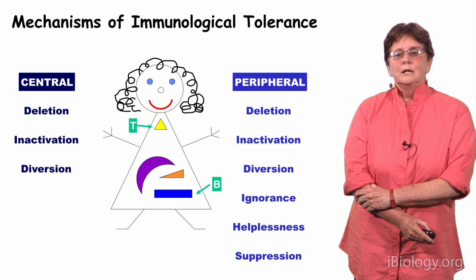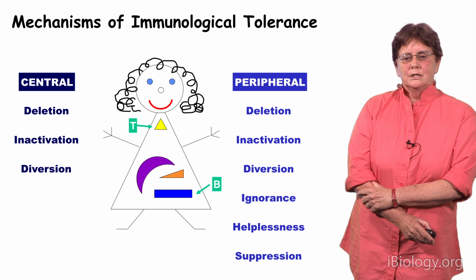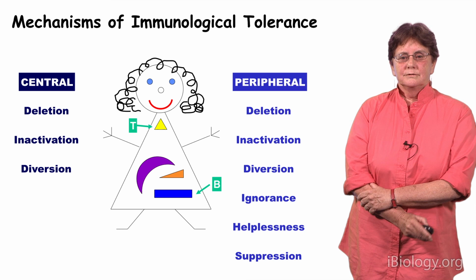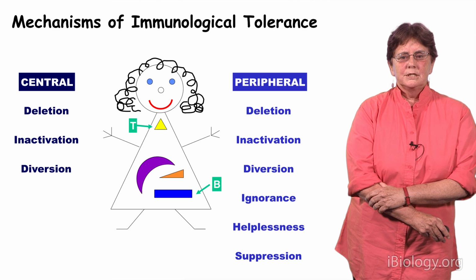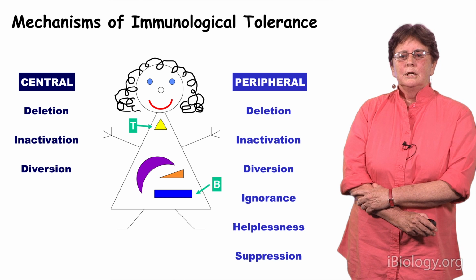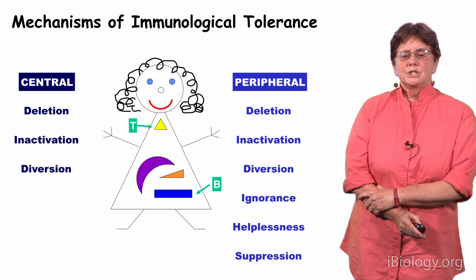Helplessness refers to the fact that many B cell and cytotoxic T cell responses must have help from CD4 positive helper cells in order to respond effectively. So as you can imagine, you might not need to directly tolerize that B cell or that cytotoxic T cell, but rather the CD4 positive T cells that are helping them. And then finally, suppression, which is a major mechanism, refers to cells which keep in check the activity of effector T cells.